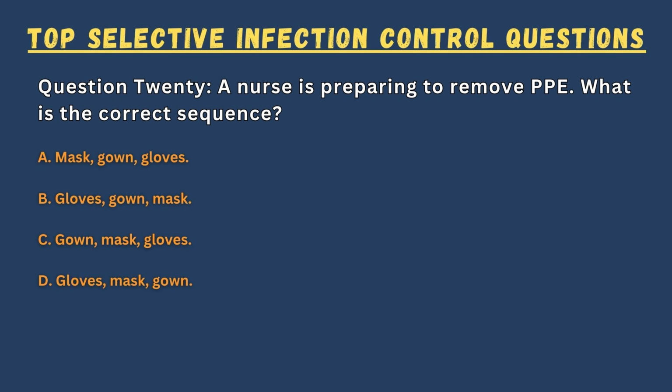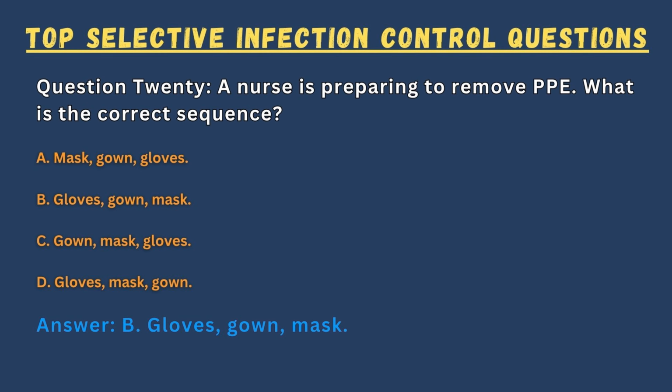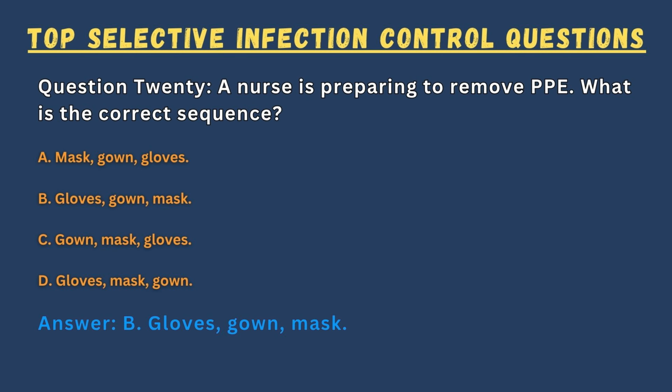Question 20. A nurse is preparing to remove PPE. What is the correct sequence? A. Mask, gown, gloves. B. Gloves, gown, mask. C. Gown, mask, gloves. D. Gloves, mask, gown. Answer: B. Gloves, gown, mask.